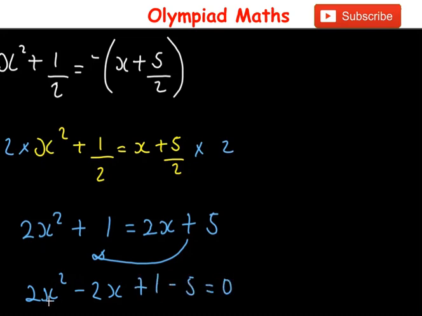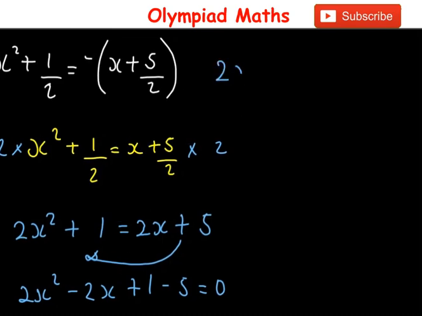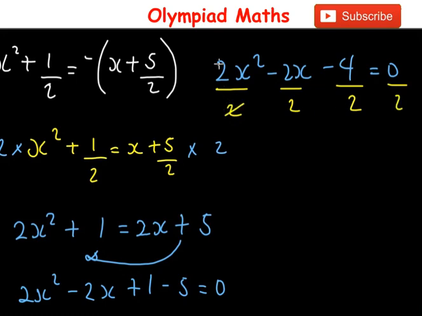This equals 0. With this, we have 2x squared minus 2x plus 1 minus 5 is minus 4. This equals 0. So from here, divide this equation by 2. 2 we divide 2, 2 we divide minus 2, 2 we divide 4, we have 2. So we have x squared minus x minus 2, and this equals 0.